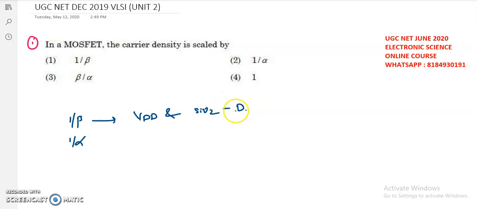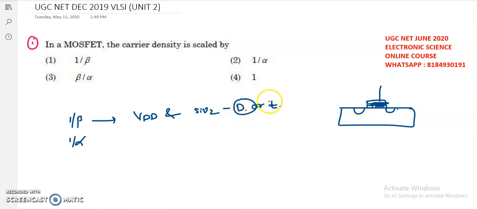Generally, we represent it with capital D, or sometimes small t. If you consider the MOSFET, here we have the source and drain, and it is the gate, and this part is the silicon dioxide. Whatever the thickness of the silicon dioxide is, I am representing it with capital D, or sometimes small t. Remember the meaning of both: it is the thickness of the silicon dioxide, and VDD is the power supply. So 1 by beta is used as the scaling factor for the power supply and the gate oxide thickness.